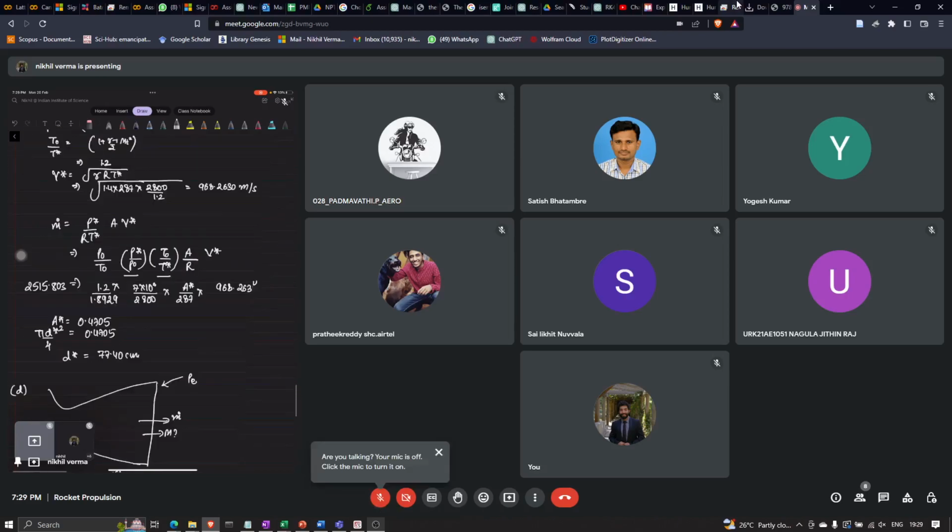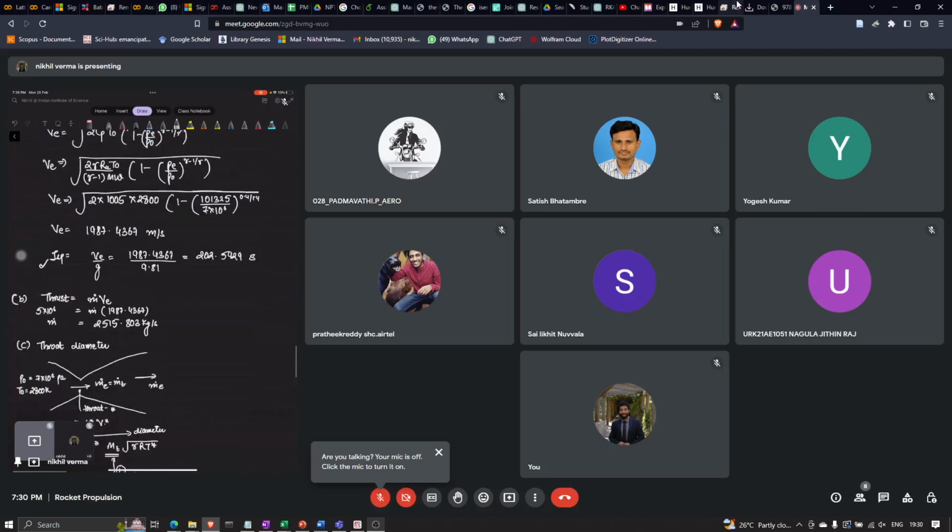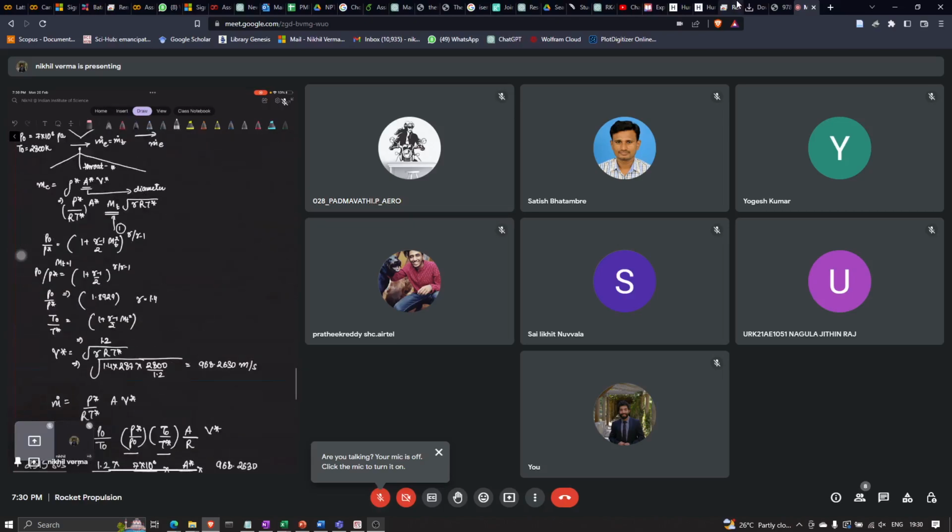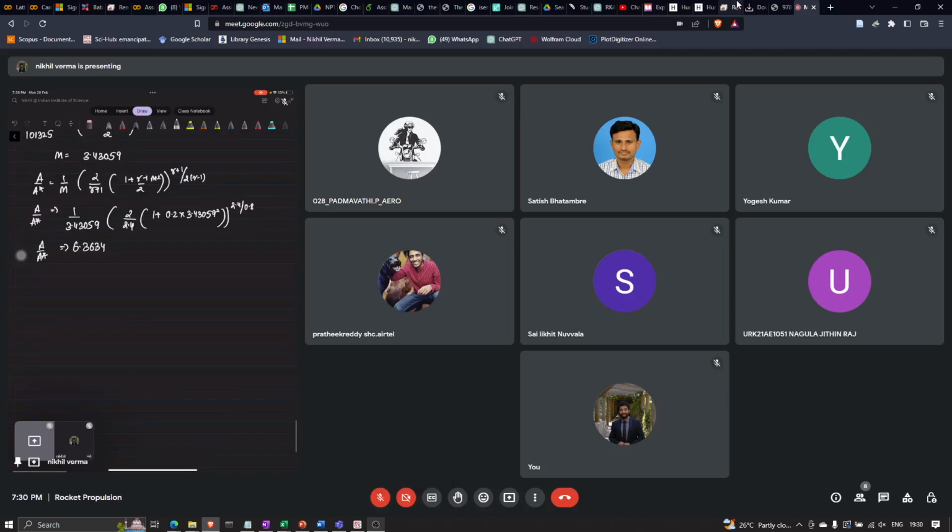Now A star we have calculated earlier, and that came out to be 0.47. So if you calculate A with this area at the exit, you will get 2.9934 meter square. So the diameter at the exit you can calculate. So the diameter you will get as 1.9522 meters. Okay.